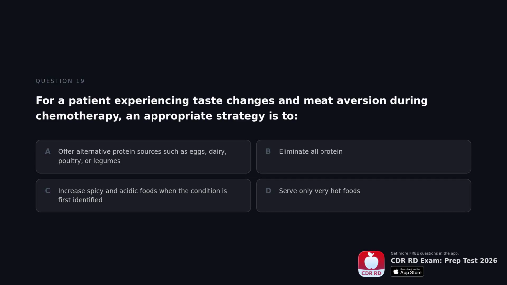For a patient experiencing taste changes and meat aversion during chemotherapy, an appropriate strategy is to A. Offer alternative protein sources such as eggs, dairy, poultry, or legumes. B. Eliminate all protein. C. Increase spicy and acidic foods when the condition is first identified. D. Serve only very hot foods.